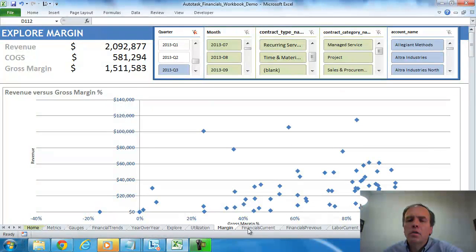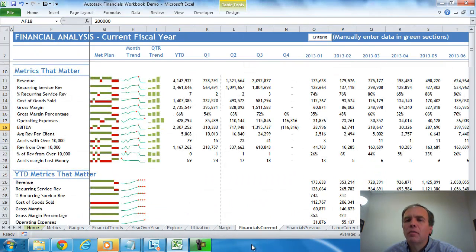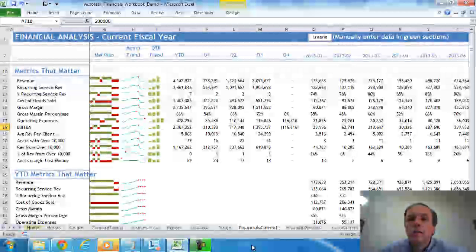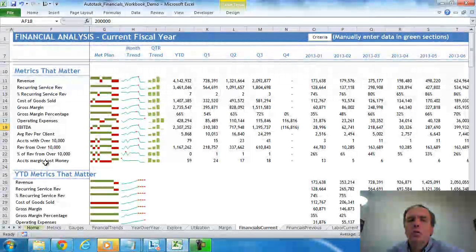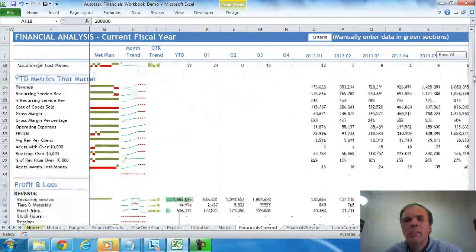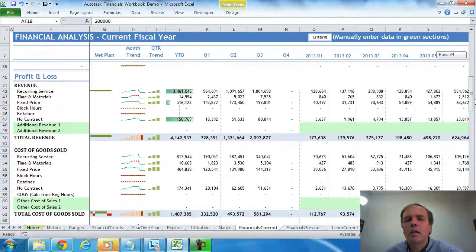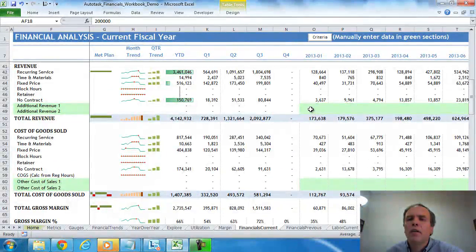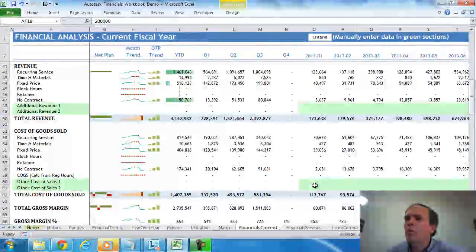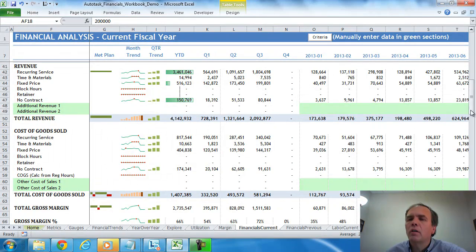Of course, associated to all of the data, graphical data in this Explorer screen, we also provide data in a spreadsheet format. The current fiscal year will show you the metrics that matter, and I'll be showing you in a subsequent video about how you can modify the metrics that matter. But you provide the metrics that matter, and then we provide a P&L of revenue, costs, providing you capability to add additional revenue streams or cost streams that aren't part of Autotask that you want to record and actually have it be used within there.